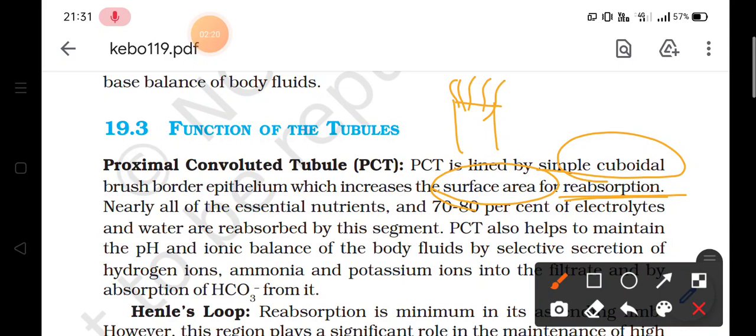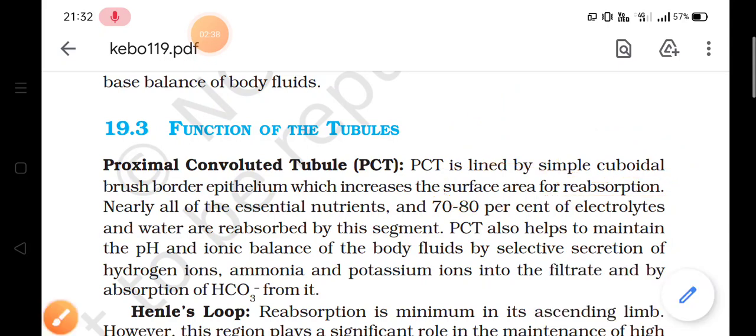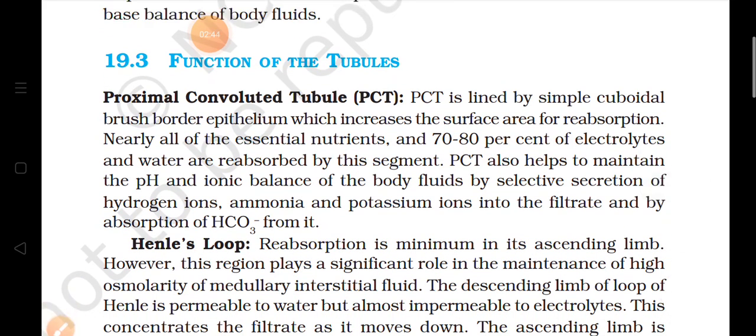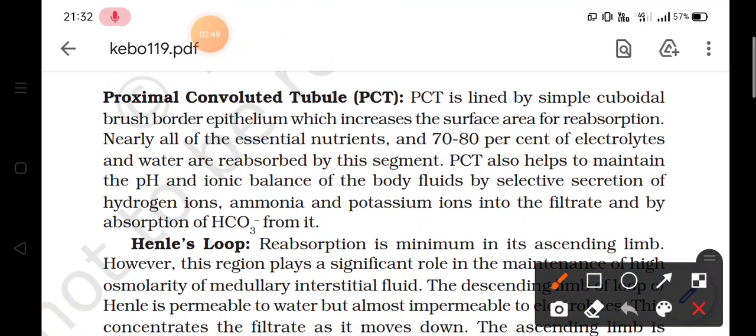Now, when the filtrate passes through the proximal convoluted tubule, nearly all the essential nutrients and 70 to 80% of the electrolytes and water are reabsorbed by this segment. So maximum reabsorption takes place in the PCT. The PCT also maintains the ionic balance and the pH of the body fluid. How is it done? The first function is maximum reabsorption, and the second function is to maintain the pH and ionic balance. And how is that done by the PCT?